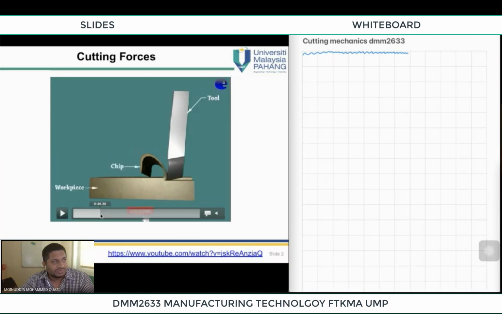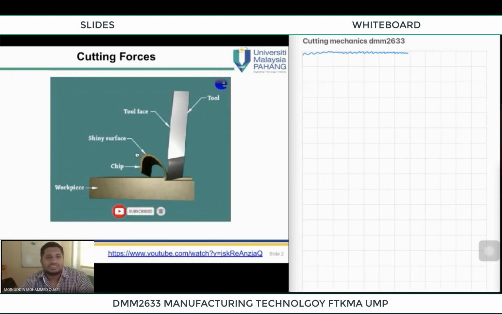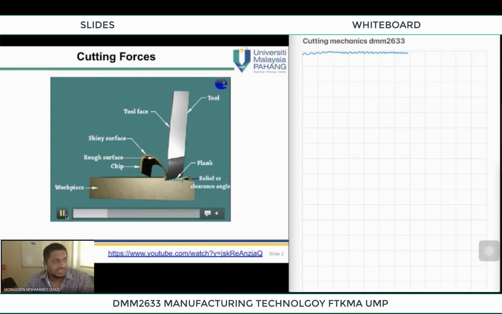So the tool, the workpiece, the chip, the tool face. The inside area of the chip is shiny and the outside area of the chip is rough, because the outside area, if you can see, is stretched, and anything stretched is more shiny. The inside area is more curled, it has compressed, so that is a rough surface. Then the portion of the tool which is almost parallel to the workpiece, near the tool face, is called the flank.